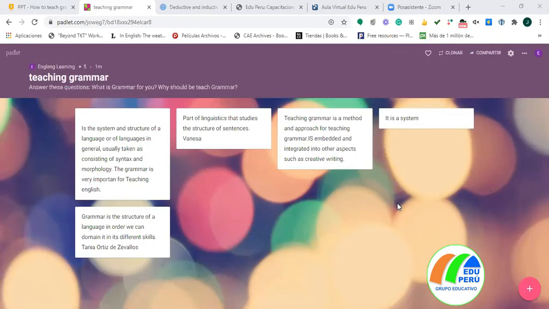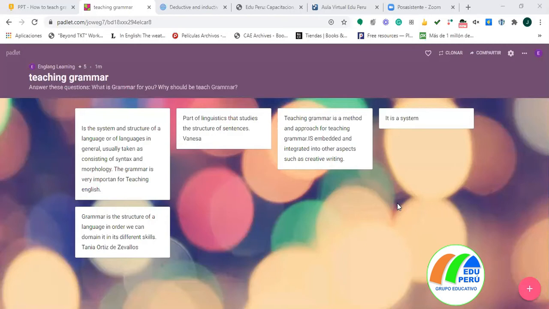So here is the system and structure of a language or of languages in general, usually taken as consisting of syntax and morphology. Aha, very good, very good. The combination of two branches of linguistics, syntax and morphology. But sometimes, let me tell you, we are going to add phonology too. Yeah? The most important is syntax and morphology, but sometimes we're going to talk about, for example, some morphophonological rules, no? That we are going to combine in order to talk about the grammar aspects of a language.